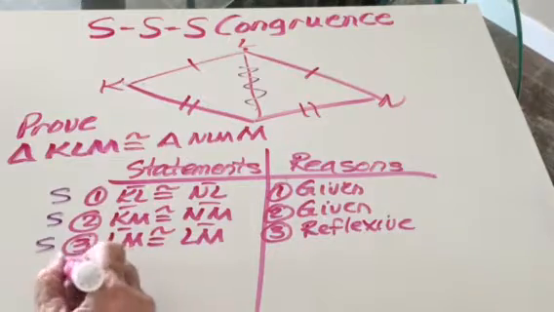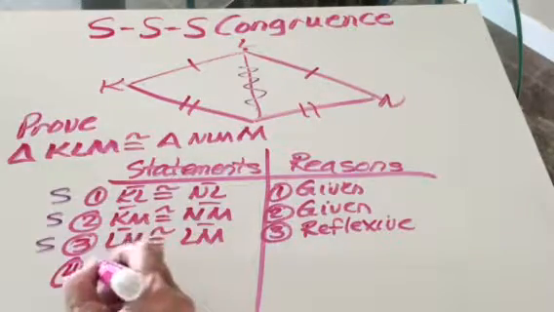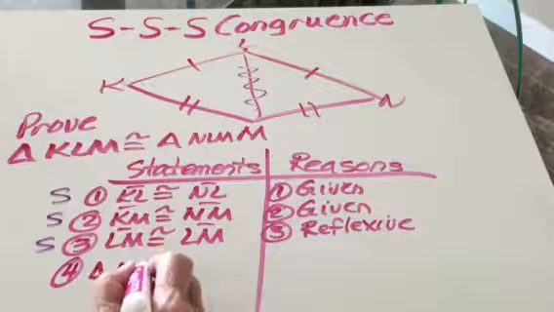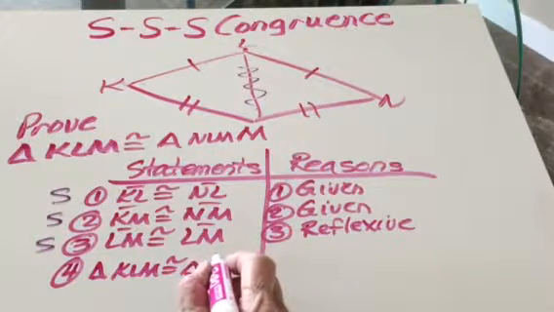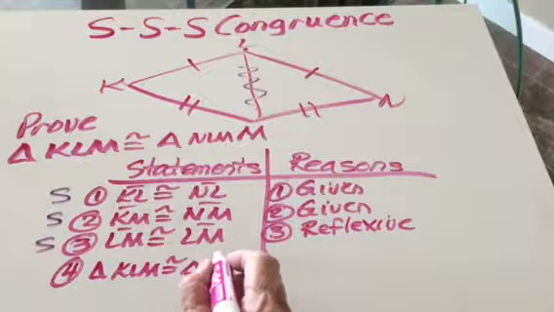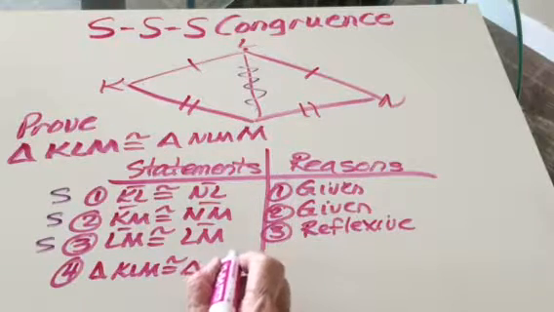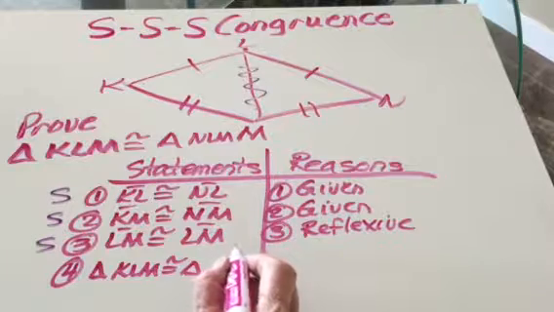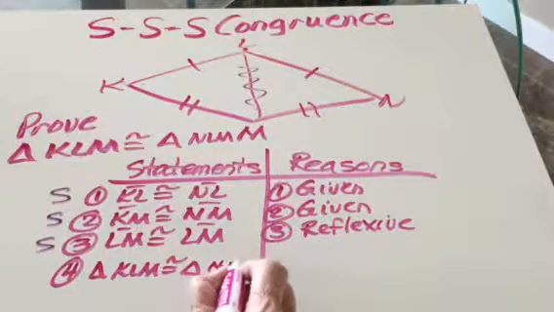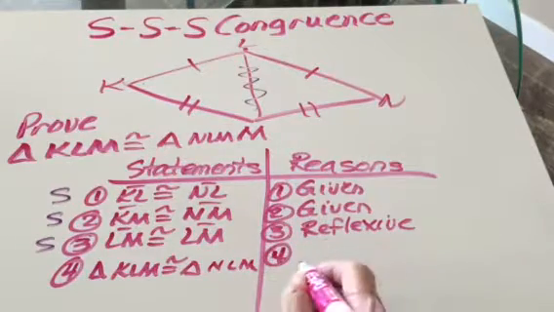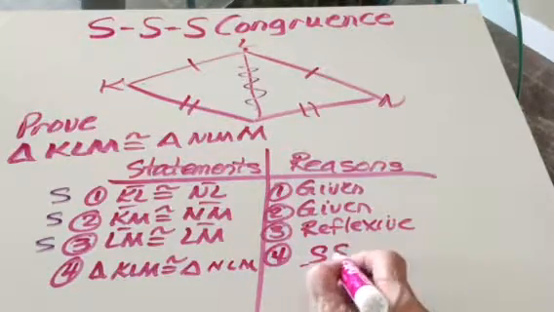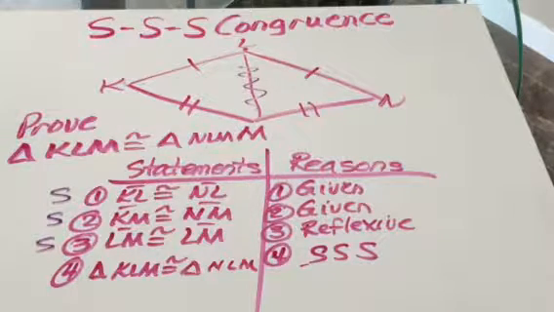All right, so number 4, I just write down the proof. Triangle KLM is congruent to triangle NLM. How do I know? What would I write here, guys? You know what I write? SSS. That's it. Okay, good.